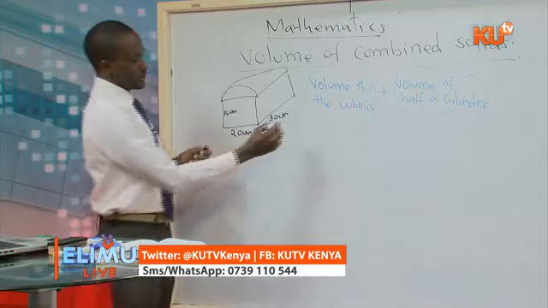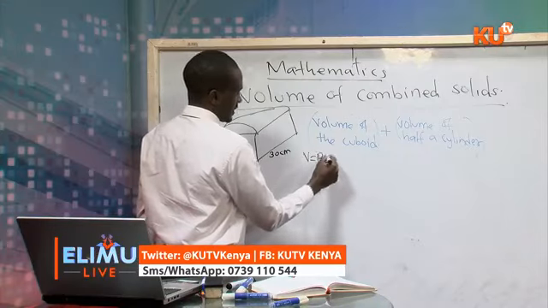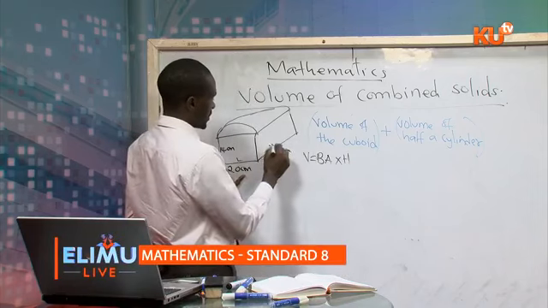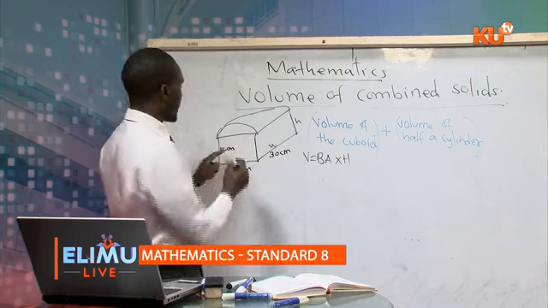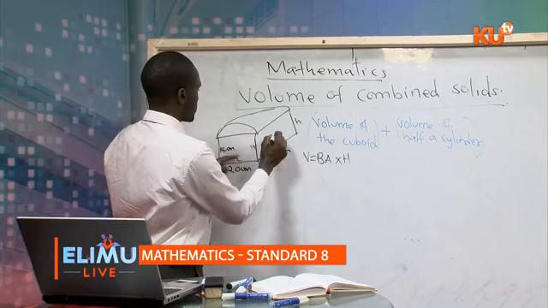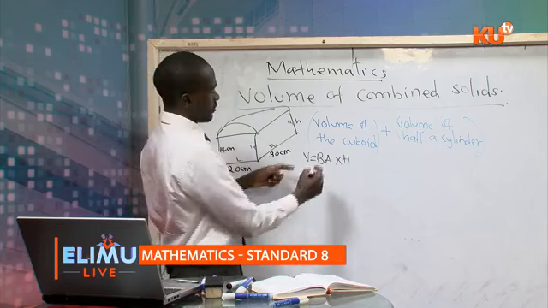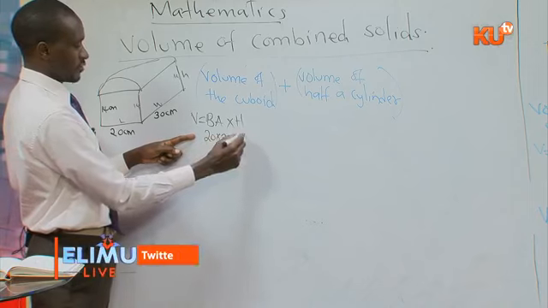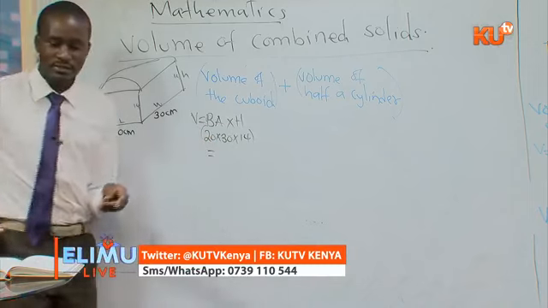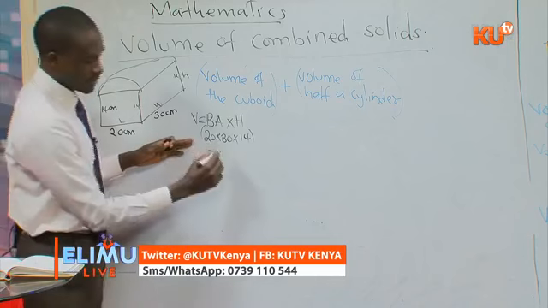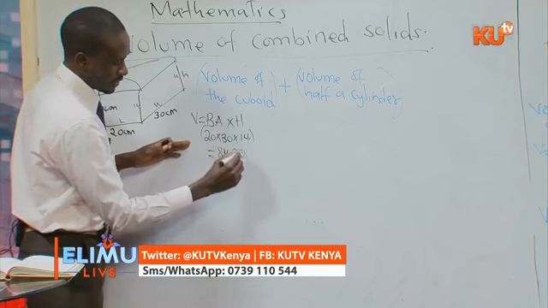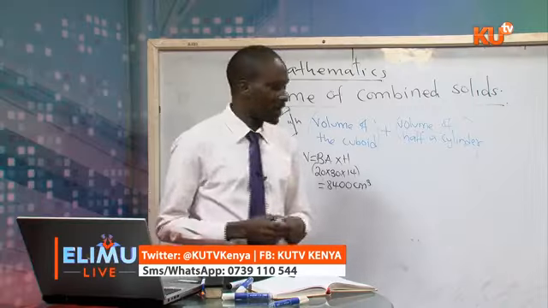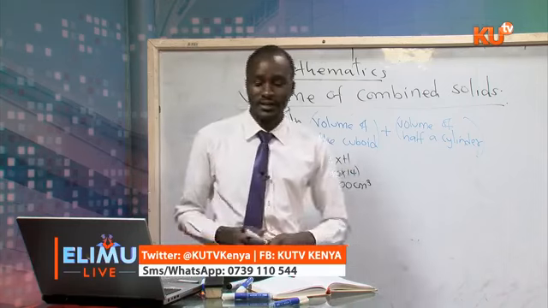Let's start with the volume of a cuboid. Volume is base area times height. Now base area length is this one, width is this, and height is this. Now height is the 14, because this is 14, this also 14. Now volume is 20 by 30 by 14. That gives us a figure like 8400 cubic centimeter.